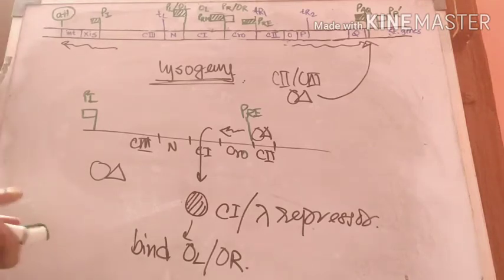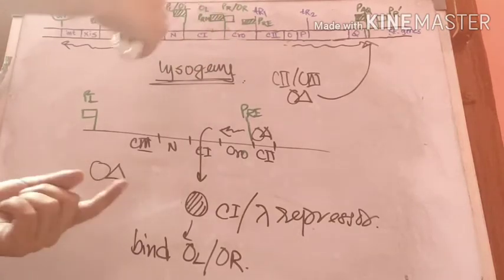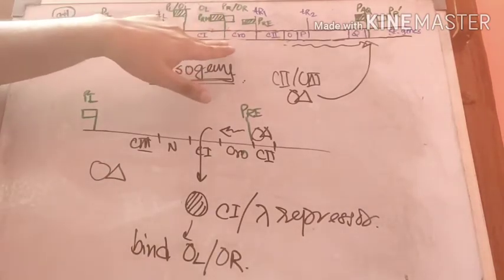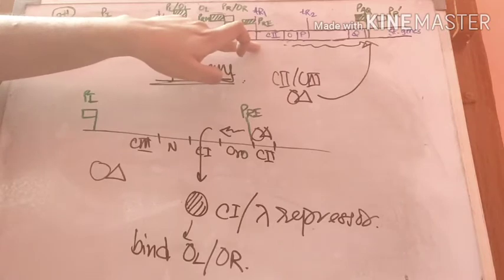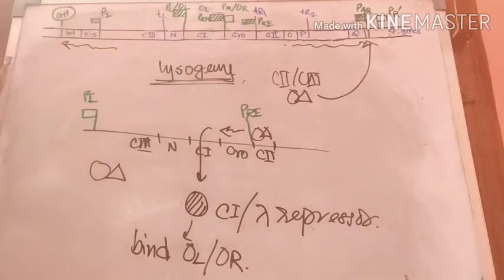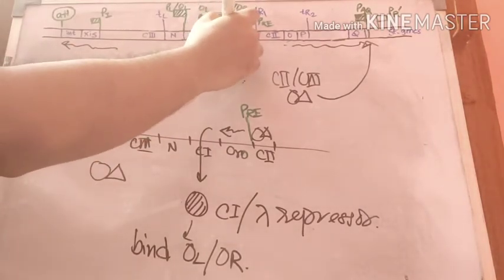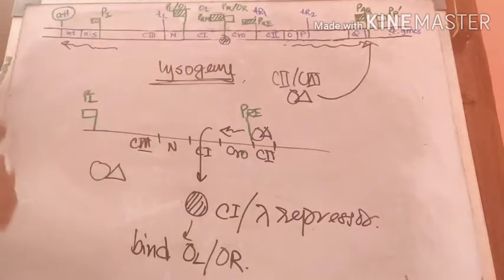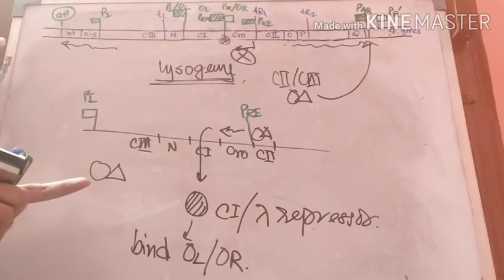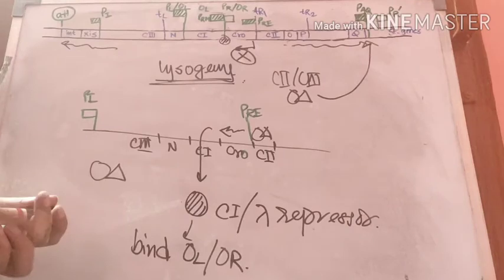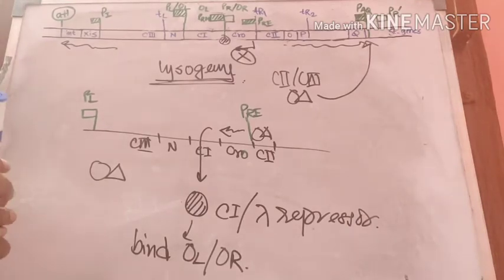Now the question is, if the C1 binds to all these PR, OR and OL and all these things, then see, if OR is blocked with the C1, the PRE is no more available to produce C1. That is, if the Cro proteins bind here at the OR, then from PRE, the RNA polymerase halts. Okay? Then there is no production of C1, pardon. There is no C1 protein. Lambda repressor is there. Then what happens?